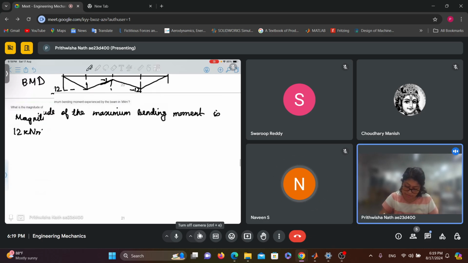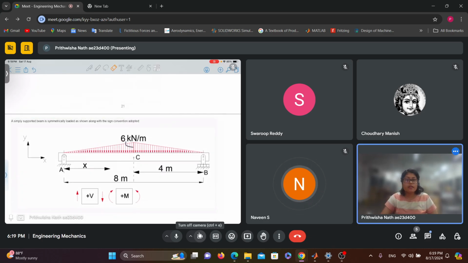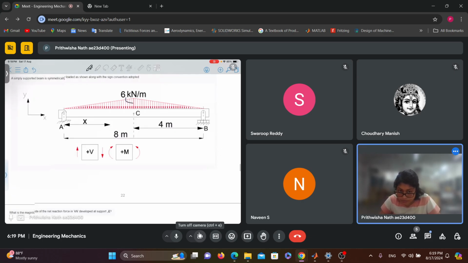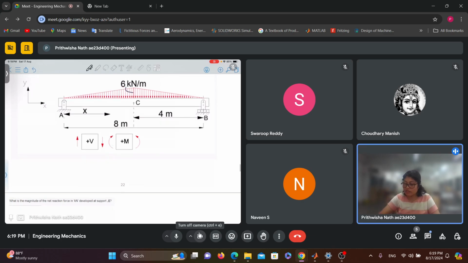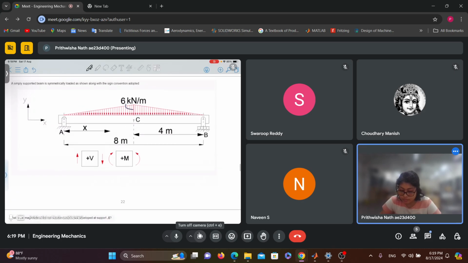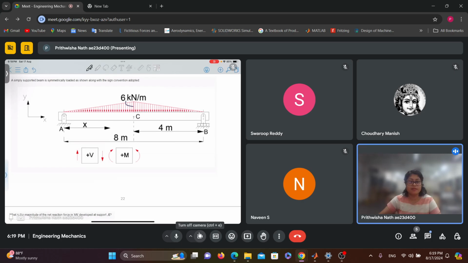So, the next problem. A simply supported beam is symmetrically loaded as shown. What is the magnitude of the net reaction force in kilonewton developed at support A? Here also, there is a particular sign convention that you need to follow for this question. Just try to solve this problem.